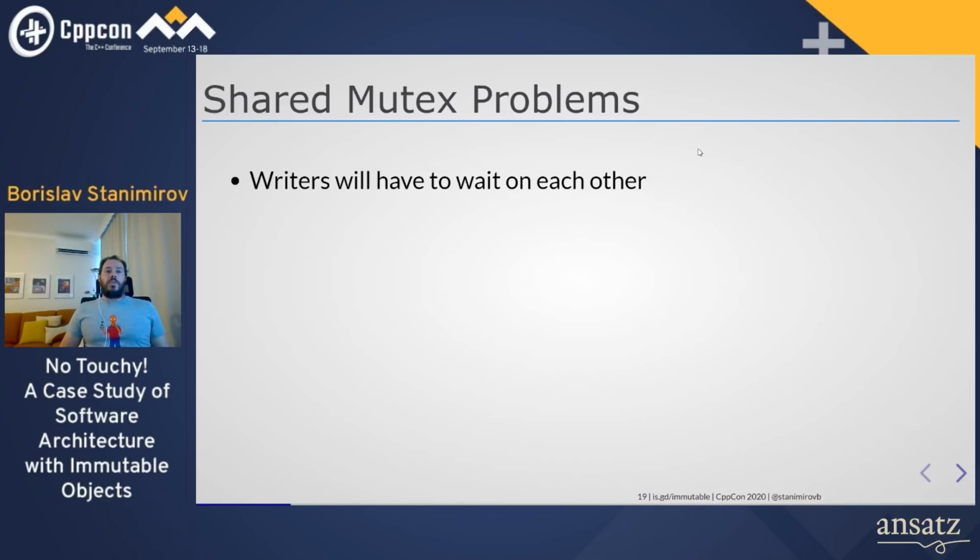So in the regular mutex example, I said that readers have to wait on each other. And you might assume that the problem here is that writers will have to wait on each other, but that's actually what we want. We don't want to write at the same time. The thing is that writers will have to wait on readers.